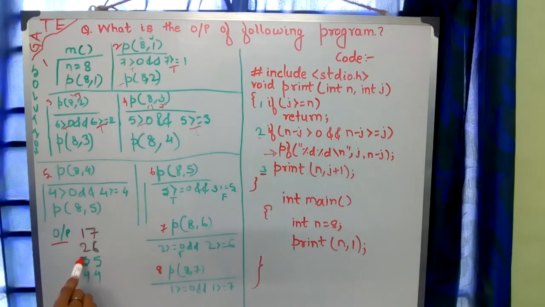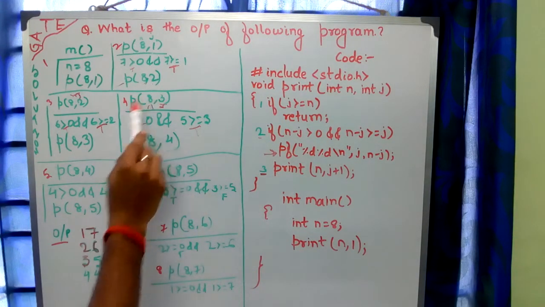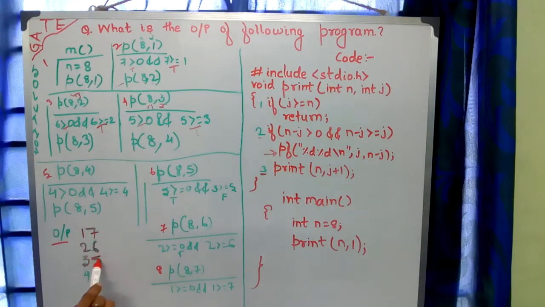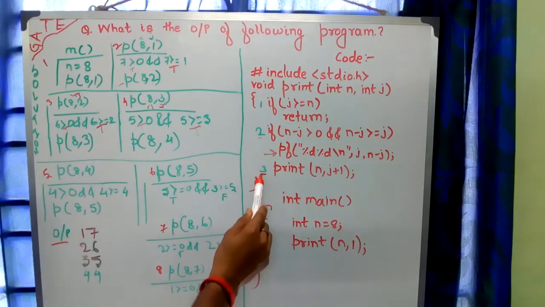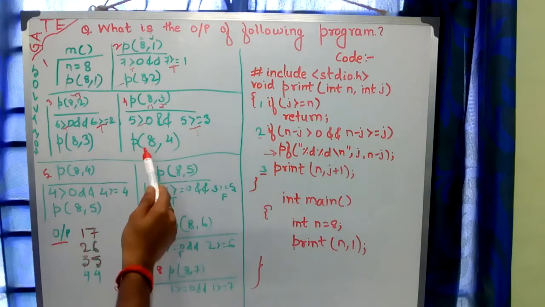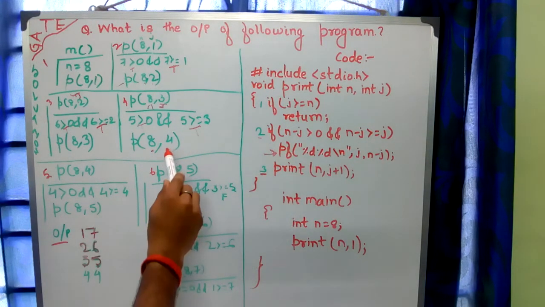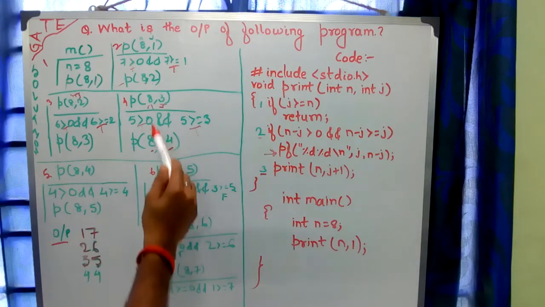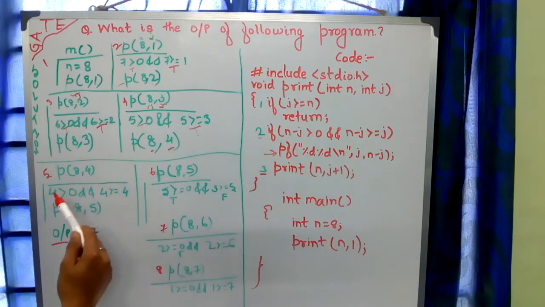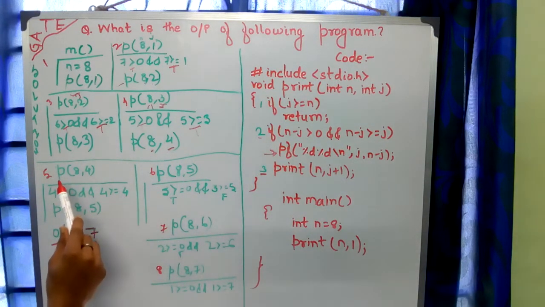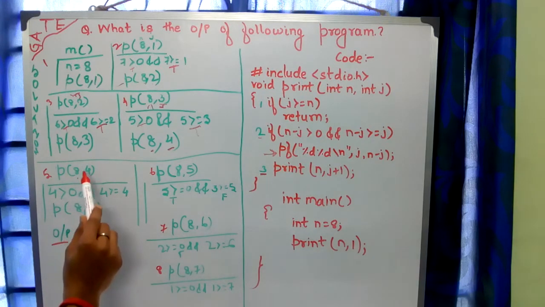So we are going to print 3 in the output, and n minus j, which is 8 minus 3, is 5. So 5 will be printed as an output. Now the third statement will be executed. It will call the value of n, which is 8, and j plus 1, which is 3 plus 1, is 4. So it will call the printf function with the value of n equal to 8 and the value of j equal to 4.